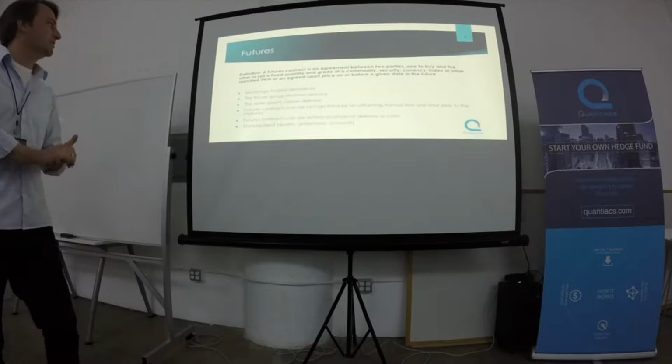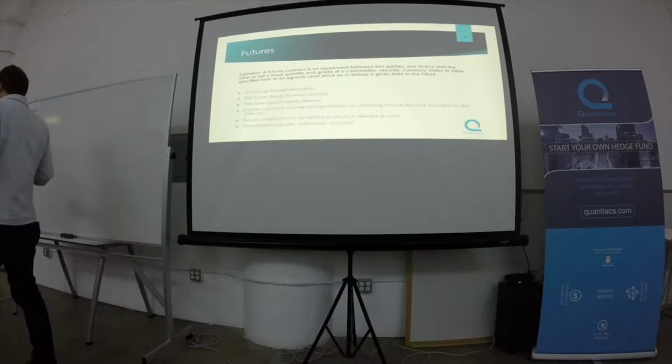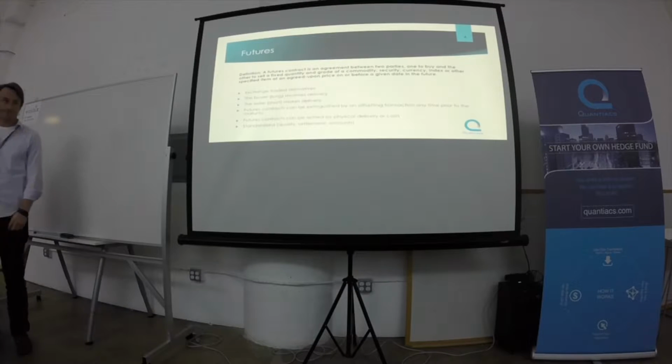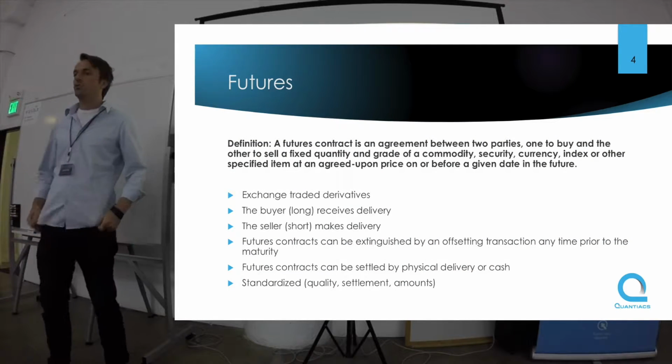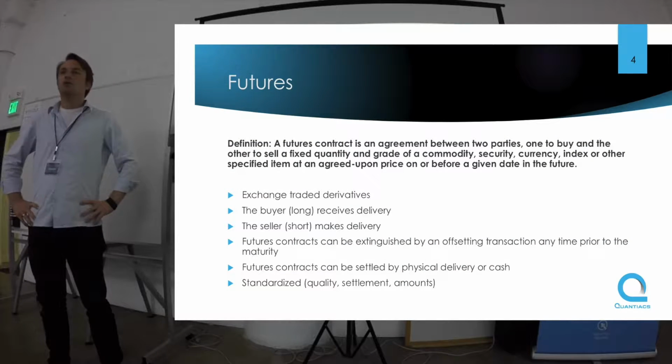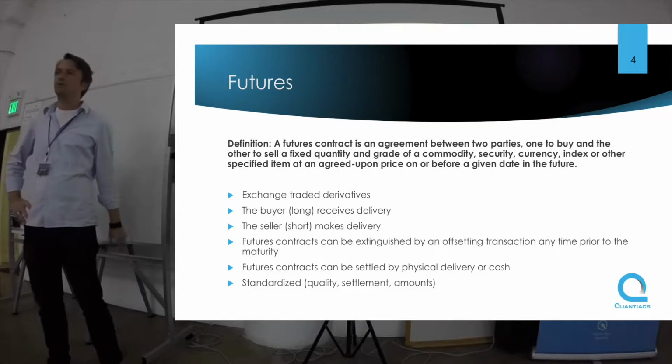Okay, so let's maybe start with what is a future. A future is a financial instrument. It's a derivative. Technically, it's a contract between two parties. They agree today on a delivery in the future. That's the name futures.